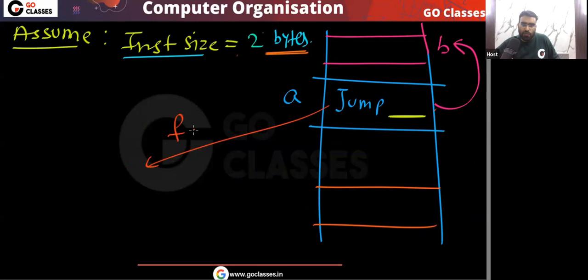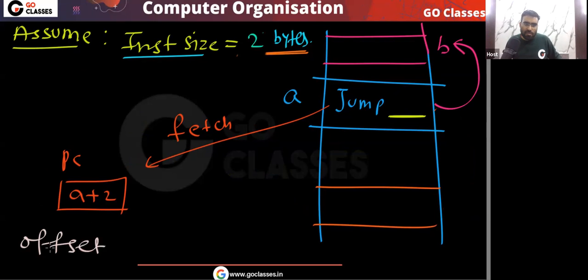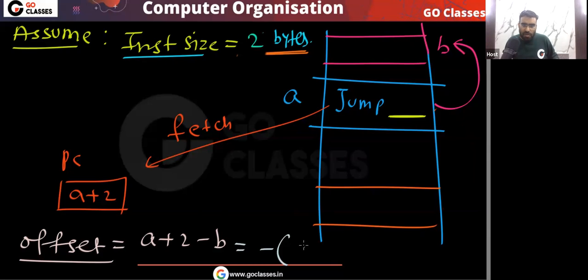Now you can see if you fetch it, the program counter will have the value A plus 2. Now the offset should be A plus 2 minus B. So I can say it is just the negative of B minus A minus 2. The same formula will work, but negative, right?